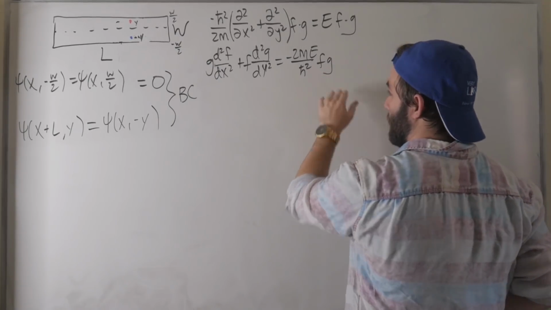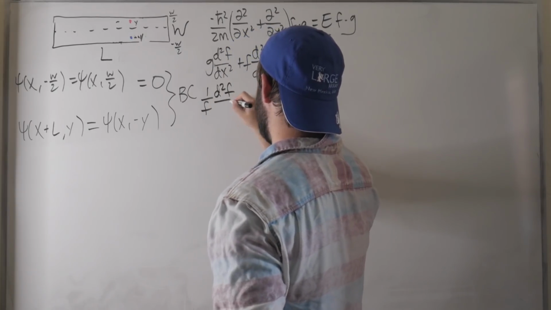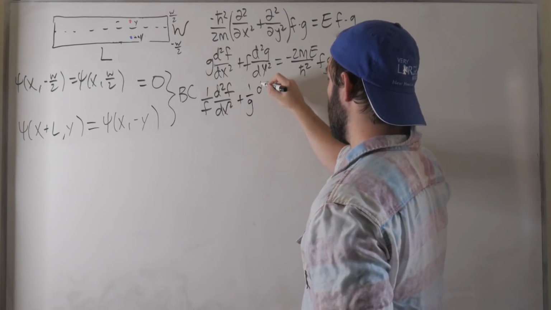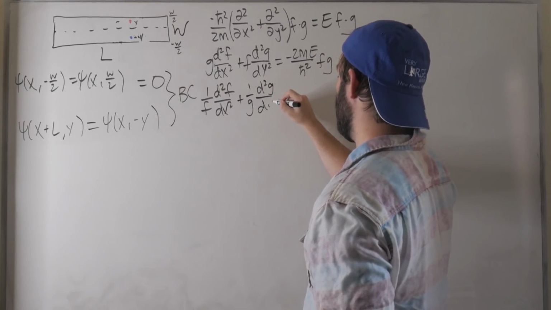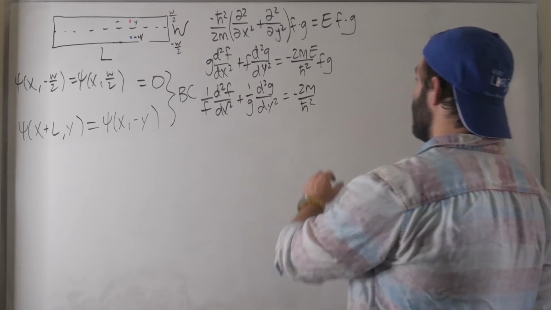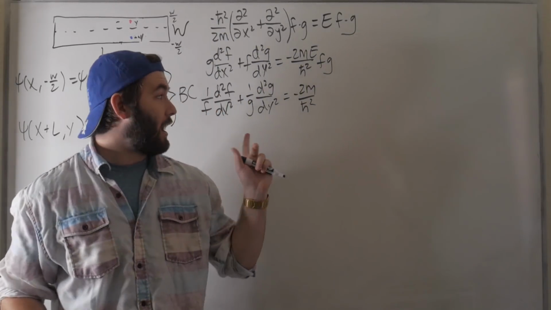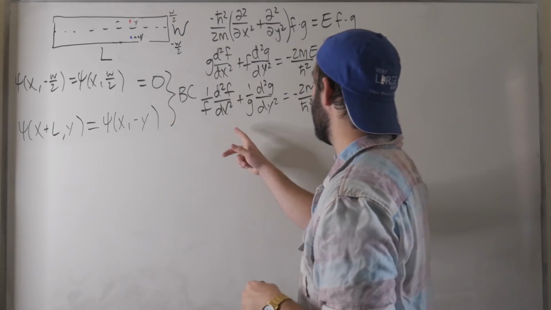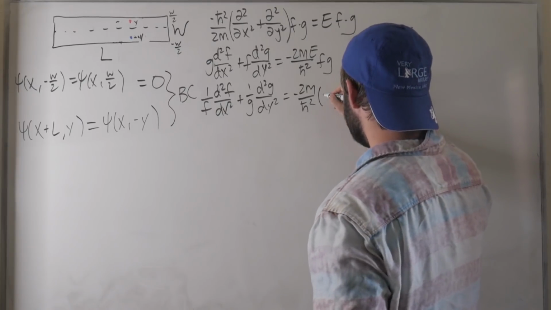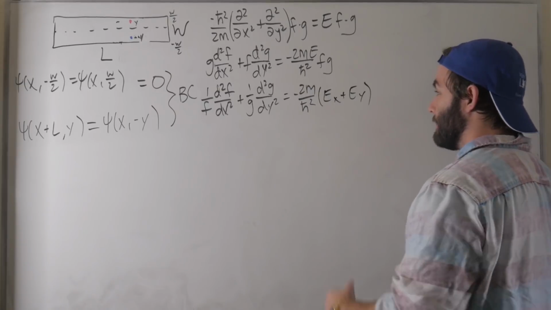Then dividing both sides by the functions on the right hand side, we get 1 over f d squared f over dx squared plus 1 over g d squared g over dy squared is equal to minus 2m over h bar squared times E, this total energy. And that total energy is going to have contributions from the x part of the differential equation and the y part of the differential equation. So we're going to denote that with an Ex plus an Ey from both of those contributions.